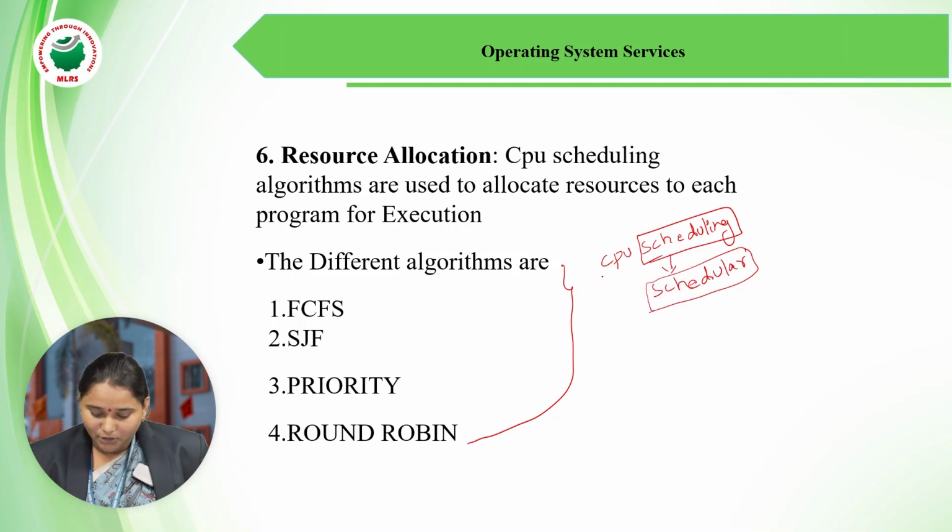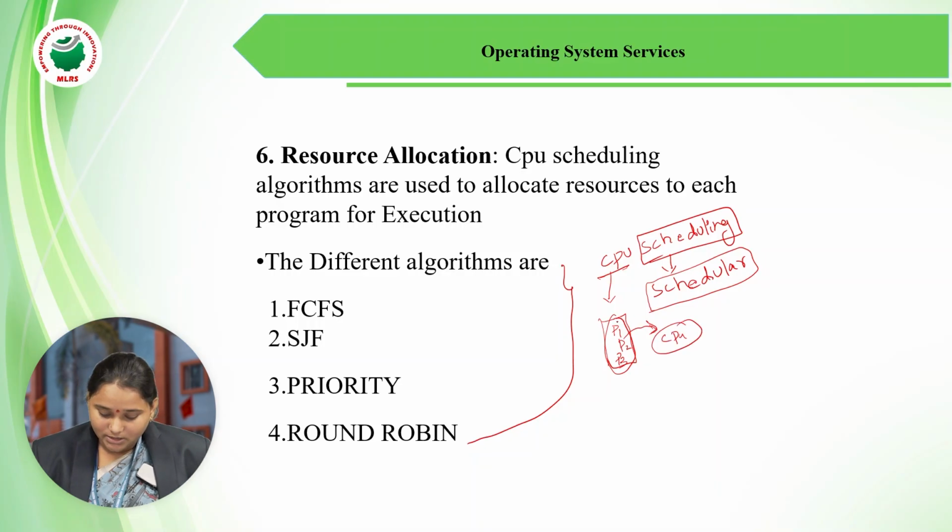Okay, here CPU is whatever the programs we have given. For example, 1 program, 2 programs, 3 programs I have given. These three programs are executed. OS selects the programs and sends them to the CPU for execution. Here CPU selects the jobs and executes them in a manner.